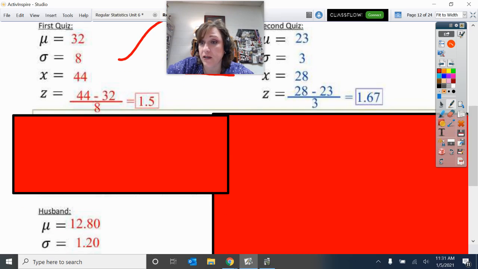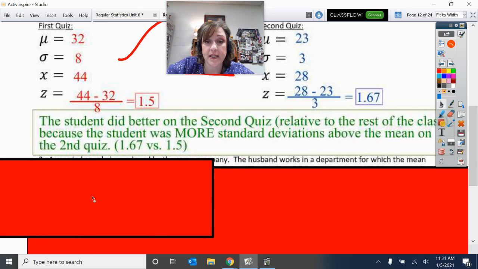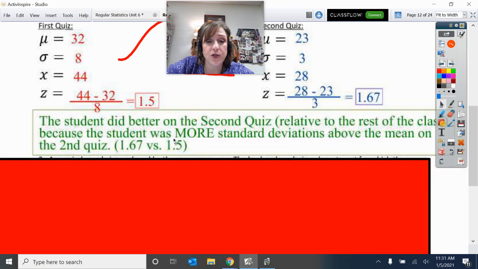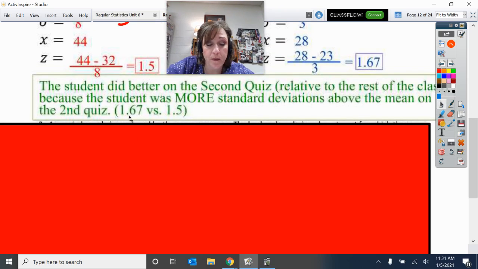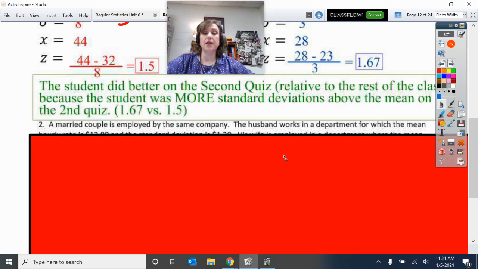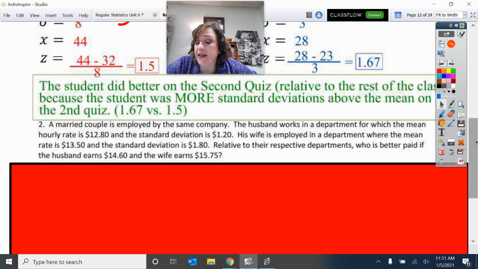And so that's my decision. So here we go. It says the student did better on the second quiz relative to the rest of the class, because the student was more standard deviations above the mean on the second quiz, 1.67 versus 1.5. So I stated what he did, I stated why it was better, and then I gave the statistical evidence of those numbers. Does that format sound familiar? We have done a supporting format in that way before.